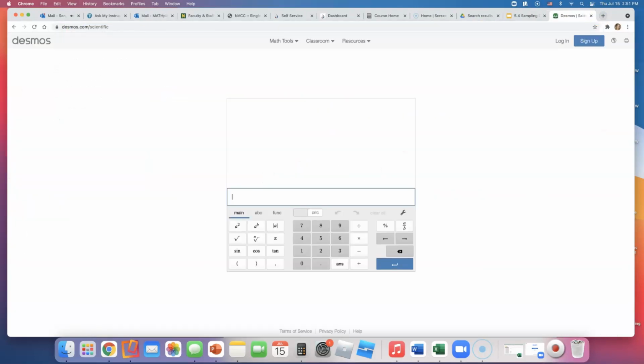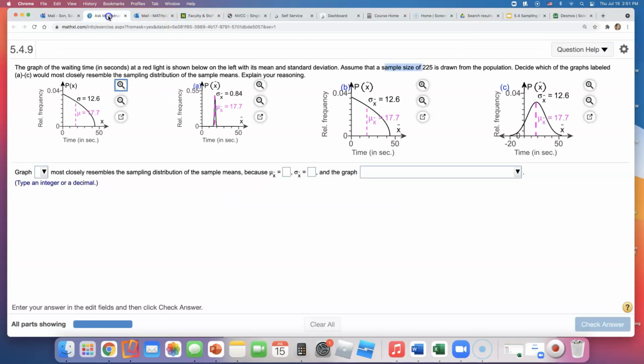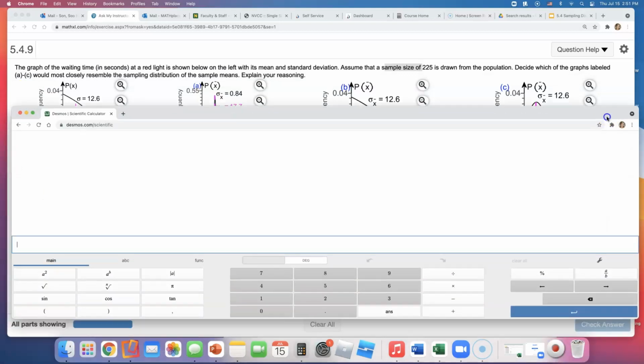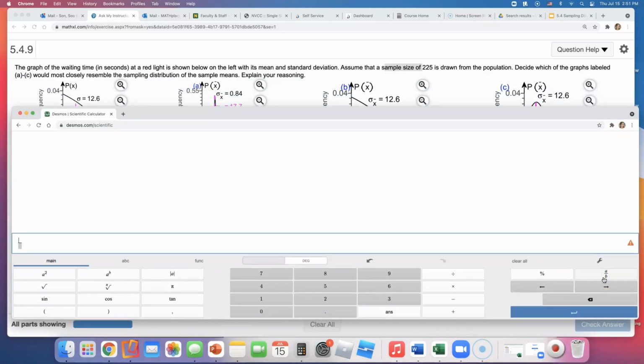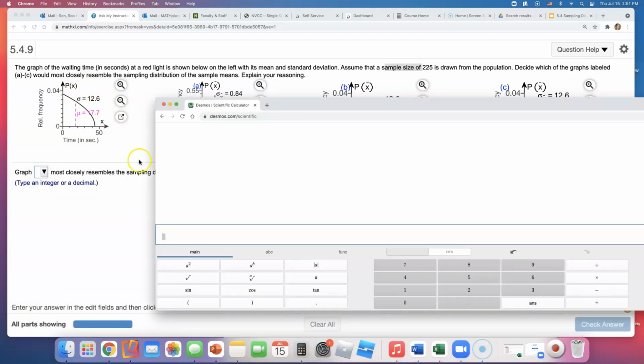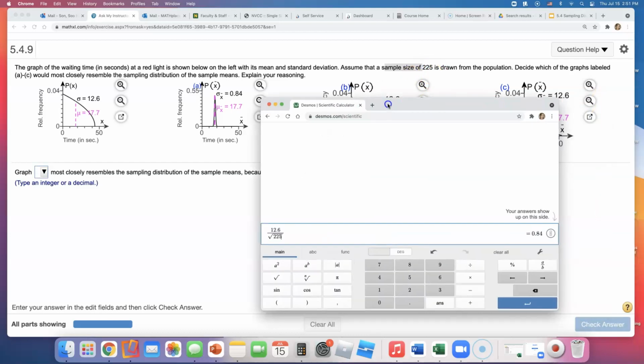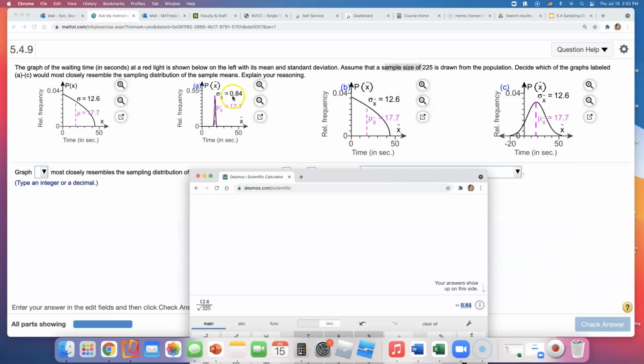So what I need is a fraction where I put the population standard deviation of 12.6 on top, 12.6, and I need to divide this by the square root of the sample size, which is 225. If I do that, the standard deviation of the sampling distribution comes out to be 0.84. Which one of them has 0.84? Let's see. This one has 0.84.